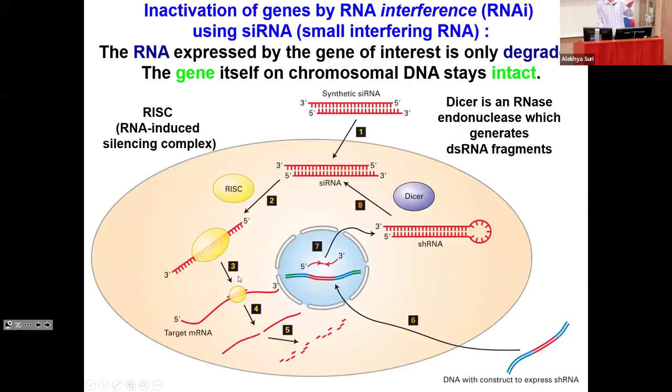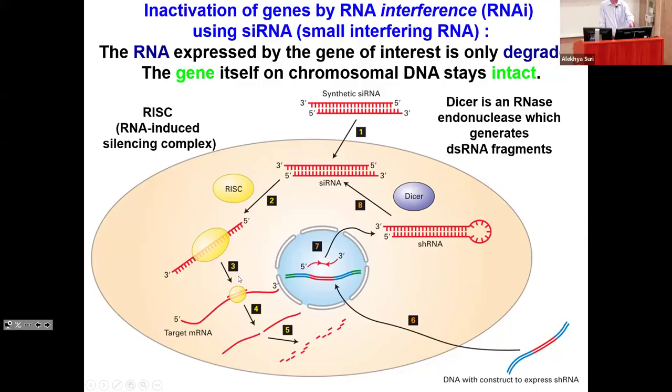So this is the CRISPR-Cas9 system, which changes the DNA. What you see on this slide is a way to interfere with messenger RNA. You can reduce the messenger RNA of a specific gene with what is called small interfering RNA, siRNA.